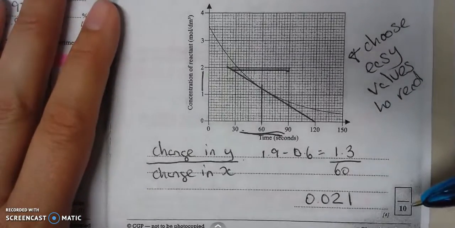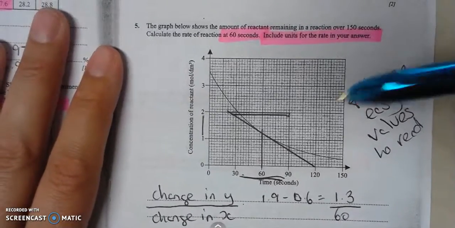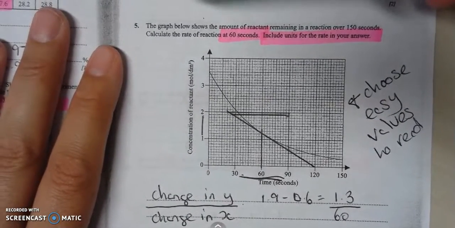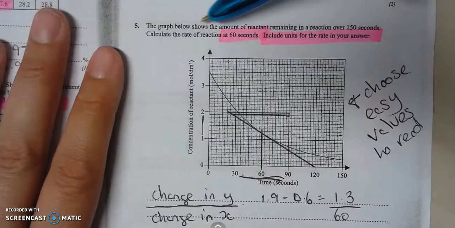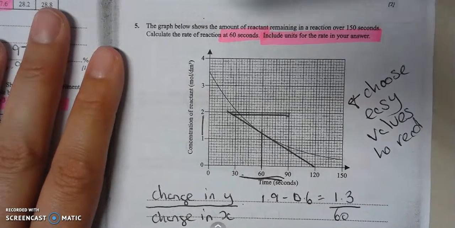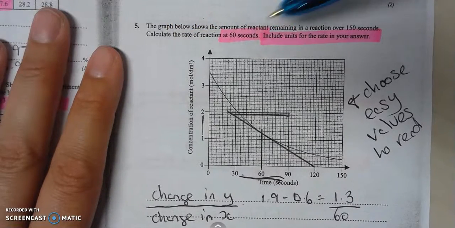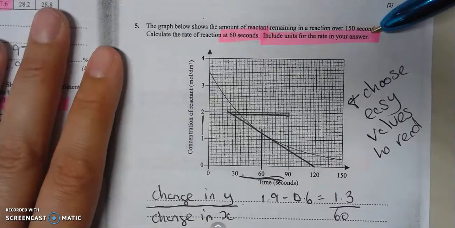Okay. Right, the last question then is another graph question. Now, when I first started to answer this question, I actually changed my mind on how I'd tackle it. So I'm just going to show you what I did. The graph below shows the amount of reactant remaining in a reaction over 150 seconds. Calculate the rate of reaction at 60 seconds. Include units for the rate in your answer.